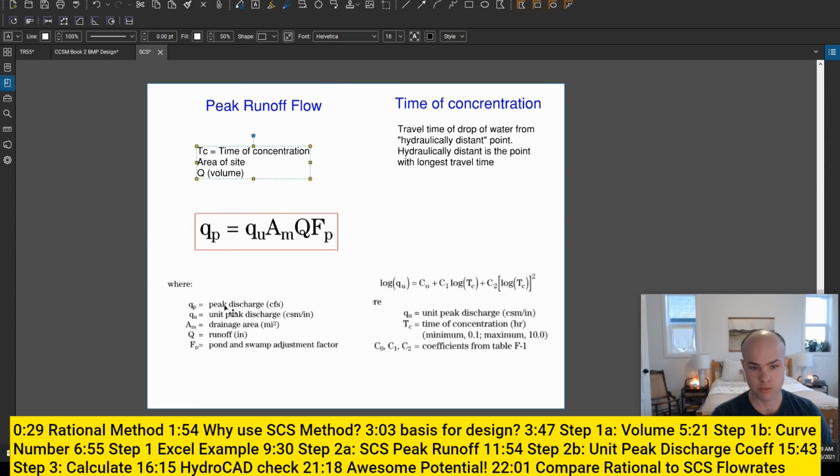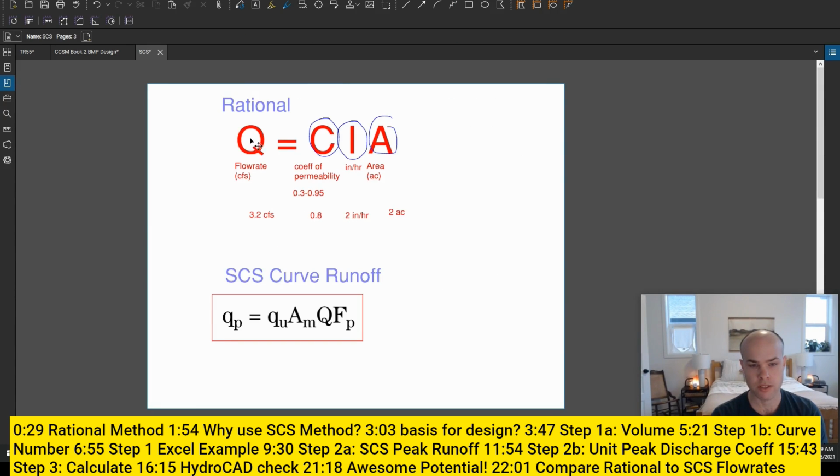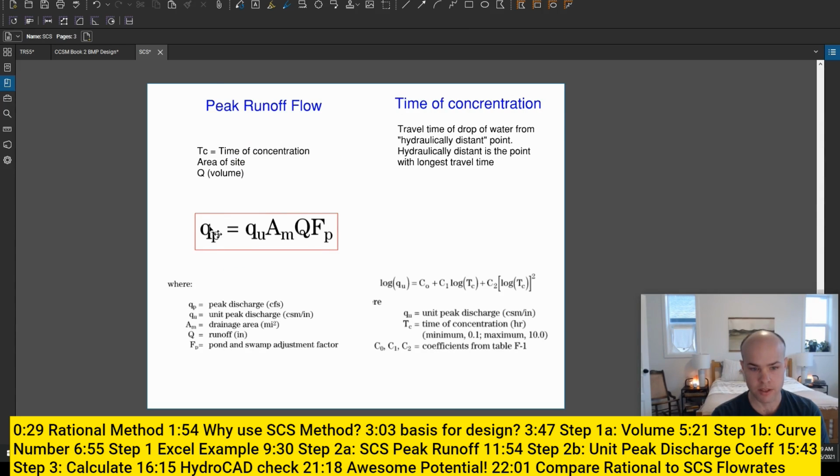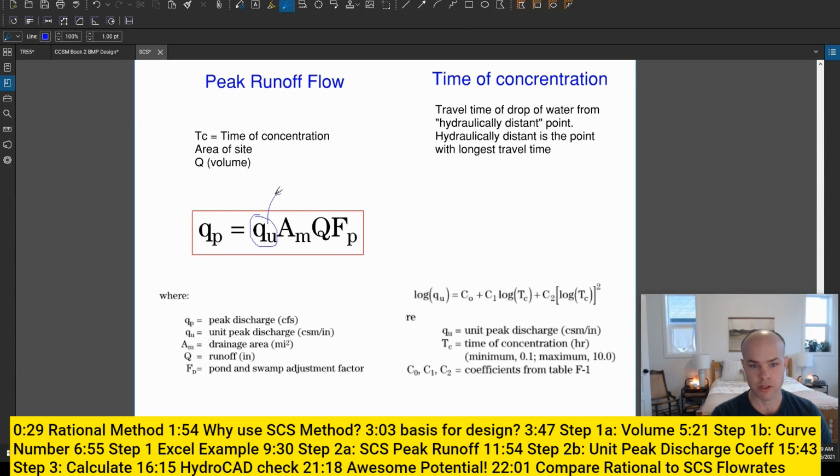Q peak. This is the same rational method Q that we were looking at before. Q in CFS. This is Q peak in CFS. Now here's a new term. We need to figure out what this is. Unit peak discharge. We have our area, and this time it's in square miles instead of acres. We need to make sure we get the right units. And then there's the Q volume, Q, that runoff in inches that we just calculated right there. And then this is a pond and swamp factor that is almost always equal to 1, but in oddball situations can be different. So we know this one right here, Q.